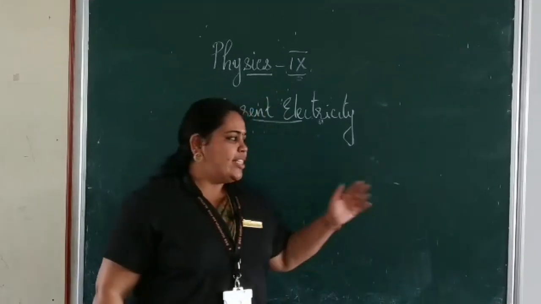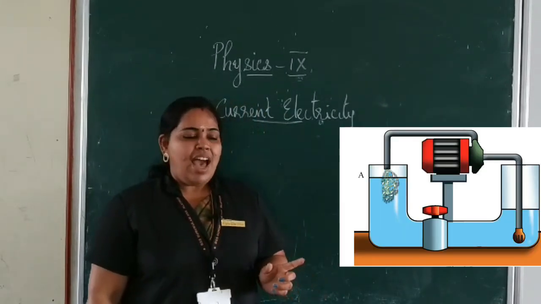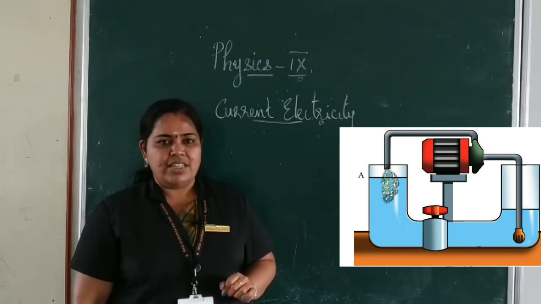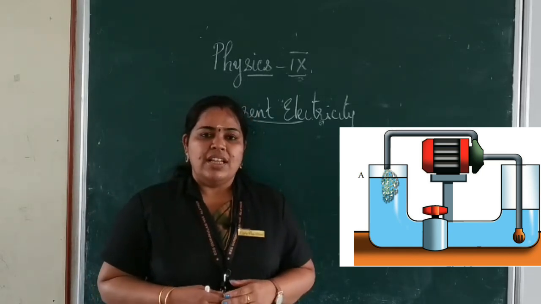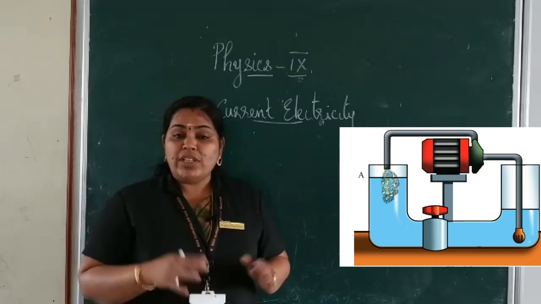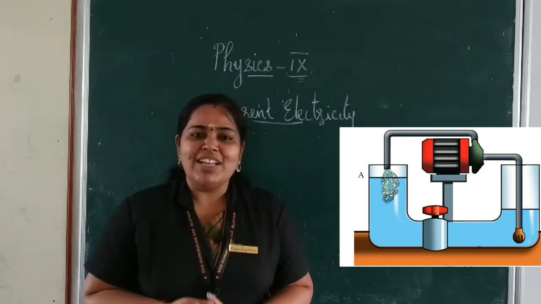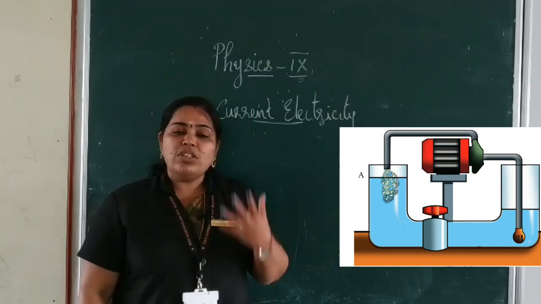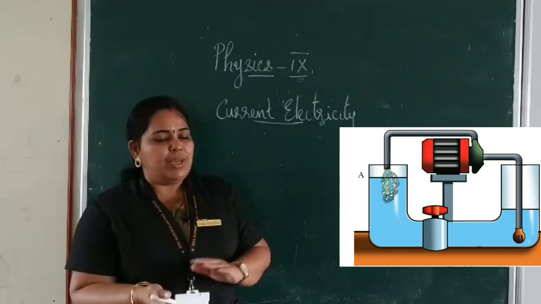Now, look at this picture. Here you can see a water tank and there is a pump connected to it, isn't it? So when the valve is opened, what happens? The water flows from A to B, isn't it? Whether the flow of water stops here? No. The flow of water will not stop as there is a water pump, isn't it? What will this pump do? This pump again takes this water from B to A.